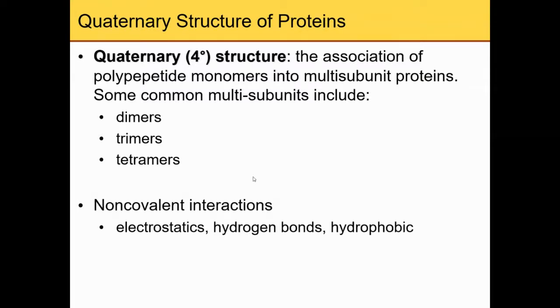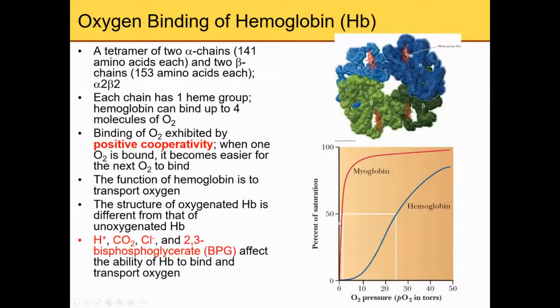So the quaternary structure is the association of polypeptide monomers into a multi-subunit protein. So you have dimers, trimers, tetramers. Okay, these are the quaternary structures. They have non-covalent interactions: electrostatic, hydrogen bonding, hydrophobic. Those are from the tertiary structure as well.